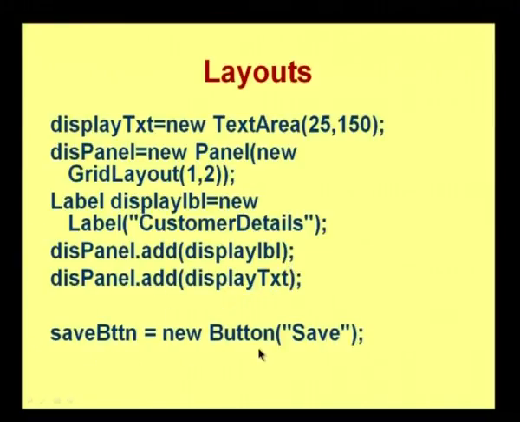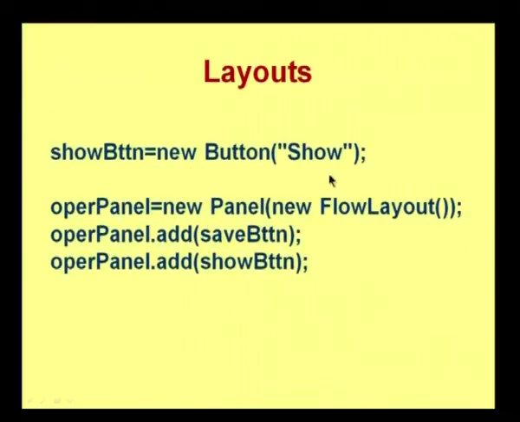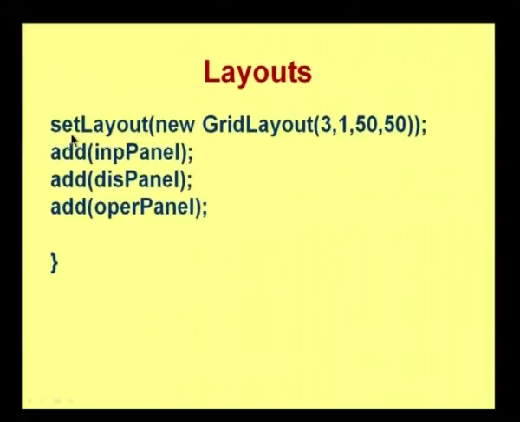Next I am going to specify buttons. So 2 buttons I have specified, and then I am having a flow layout for the buttons, and then I am adding 2 buttons on that particular operation panel. So now all my panels are ready. Now I need to place these panels on my frame.